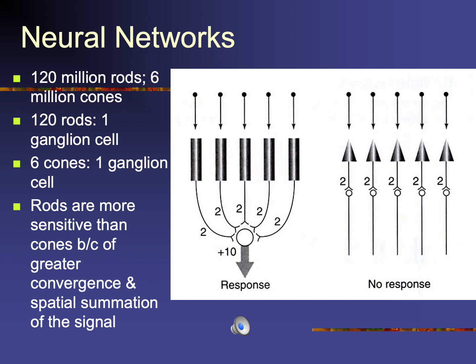Now rods, however, are more sensitive to light because there's greater convergence. And there's a spatial summation of the signal, which makes a small level of light stimulating a few rods very influential on making a ganglion cell respond. So all this greater convergence allows them to be much more sensitive.